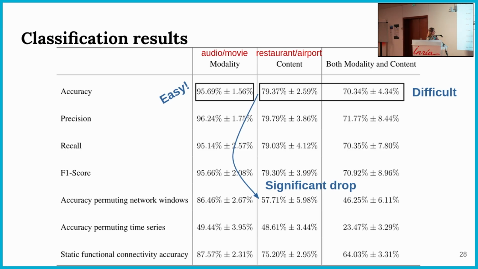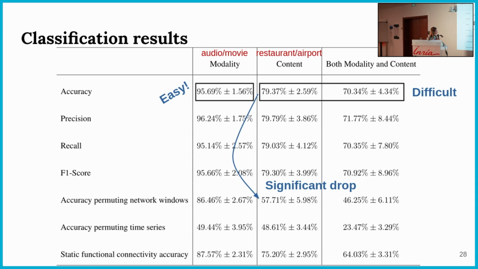Then we also permuted the time series at the beginning of our pipeline. So we permute the data before creating the graphs. And in this case, the results are random. So we completely destroyed the data.